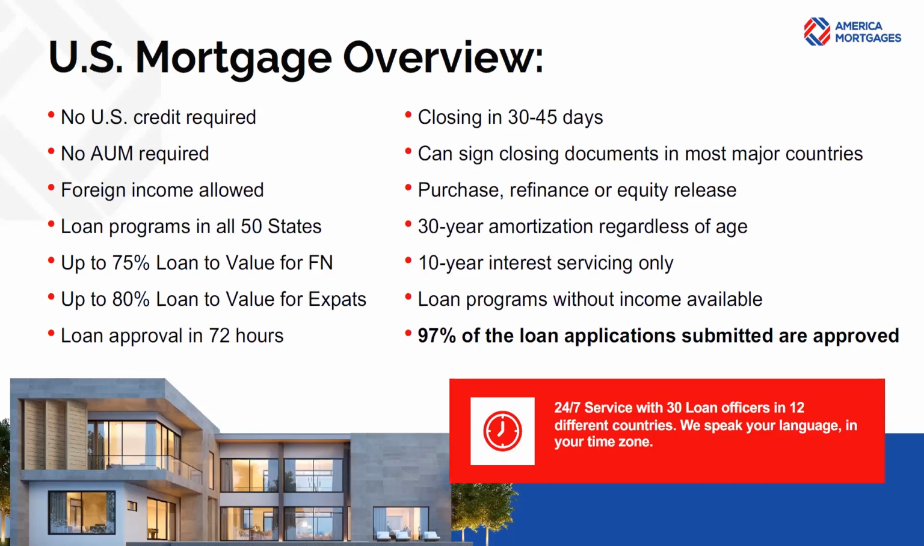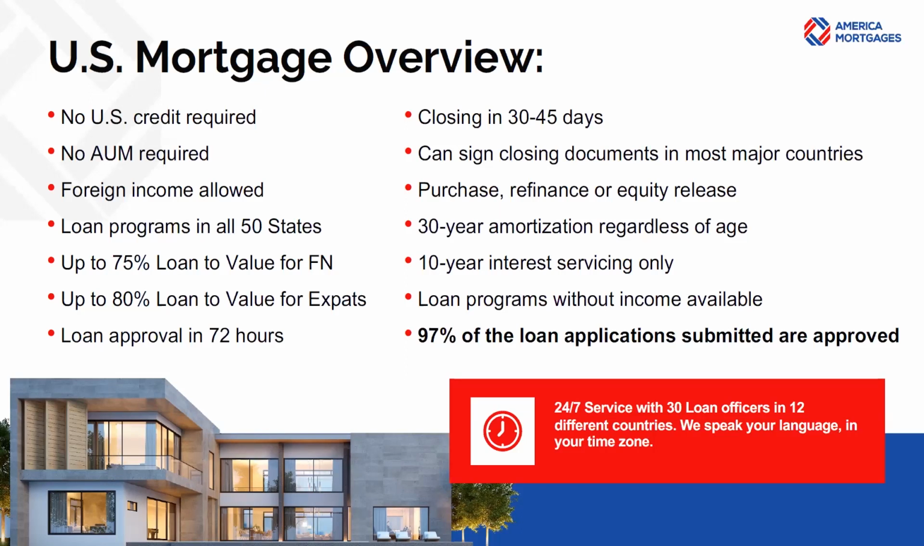So if you give us the proper documentation that's requested, we'll be able to give you a loan approval in 72 hours. We can close your mortgage application in 30 to 45 days, and you can sign at any local U.S. embassy, or we do have some alternative options to help make the process painless. We can also do a purchase, refinance, or equity release, whichever is the need. And we can go 30-year amortization regardless of age, 10 years interest-only facility, and loan programs without income are available.